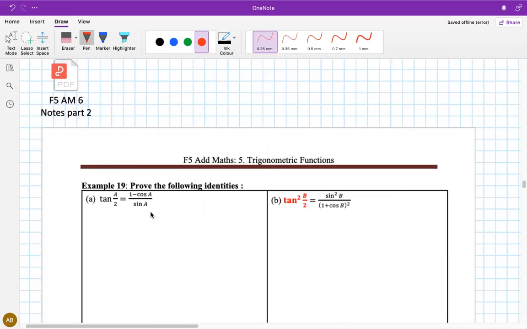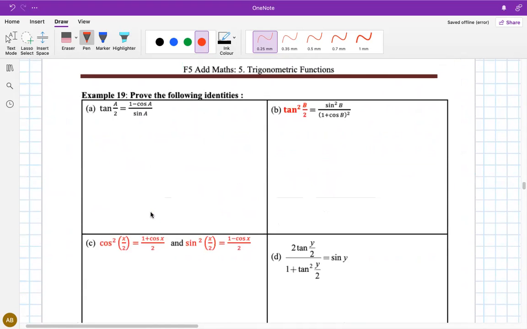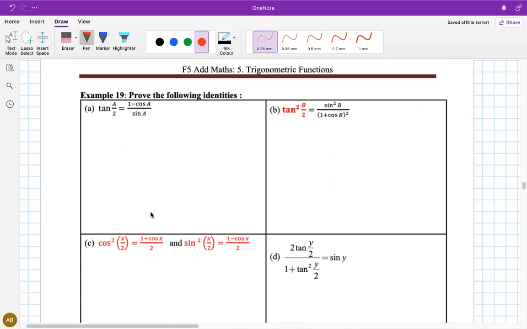Right. So let's see how to do. Don't be scared of the question. So we prove from right to left. Okay, right to left. And make it bigger.